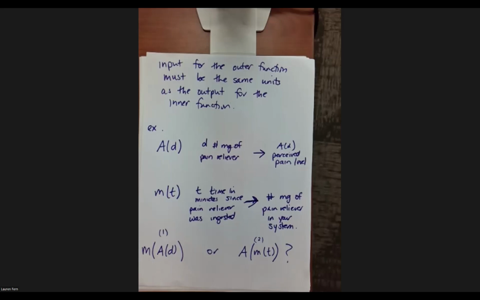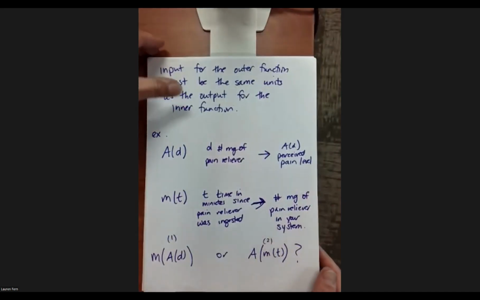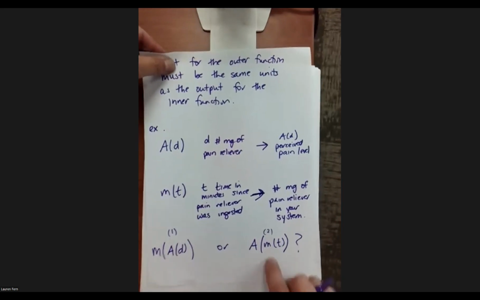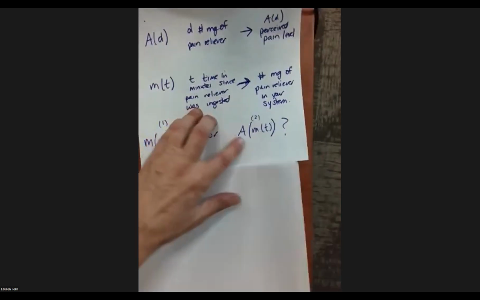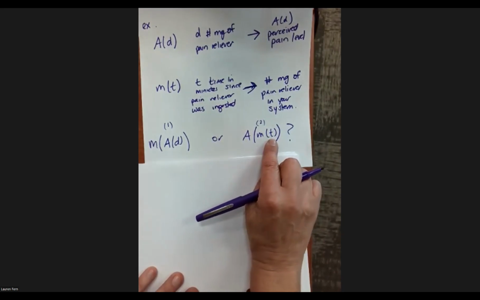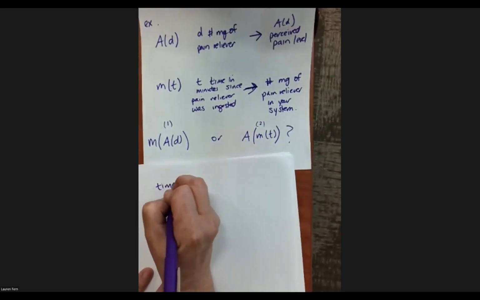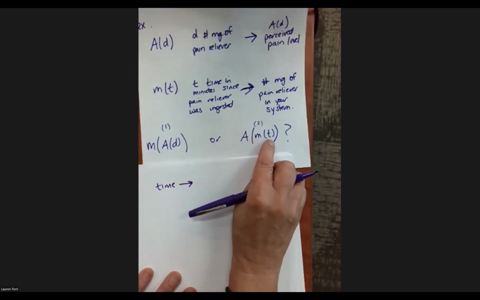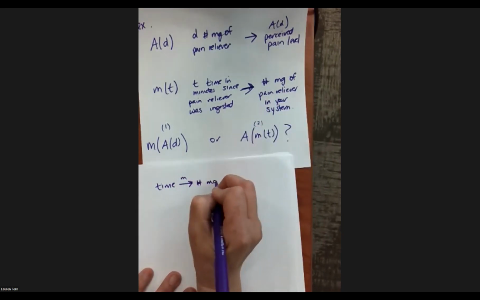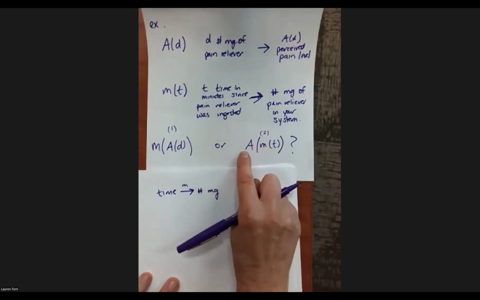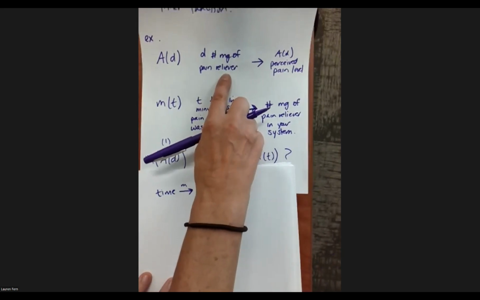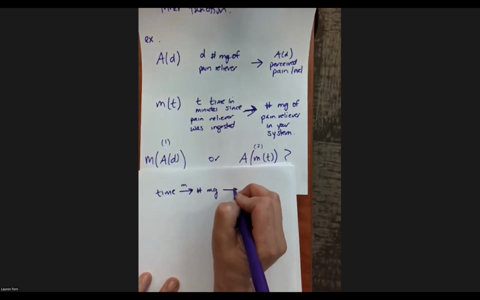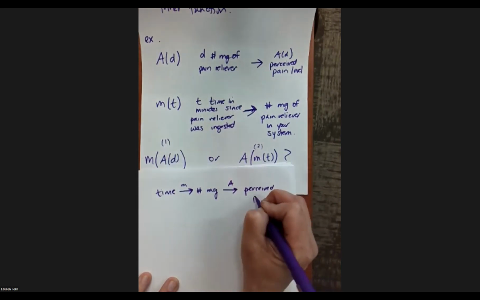Okay. Anyone else have an opinion? I see that 1, 2, 3, 4 of you have voted. All right. Well, of the 4 people who voted, you voted correctly. Which one is the correct one? 2. Why? Let me show you. You start inside. My inner units are T, time. What comes out of this function here? Isn't it the number of milligrams that comes out? And that's what we would then plug in A. And isn't our input for A the number of milligrams? And then it's perceived pain level.